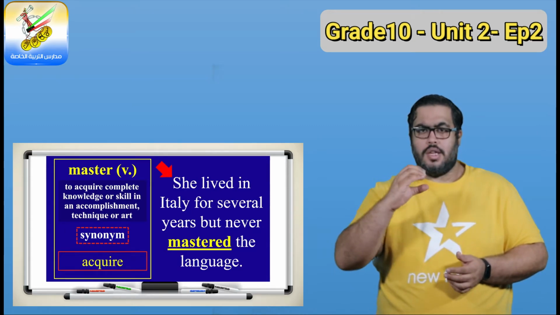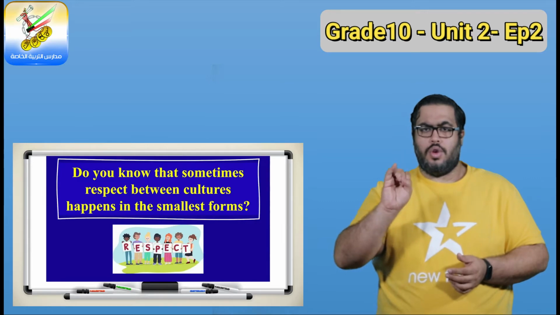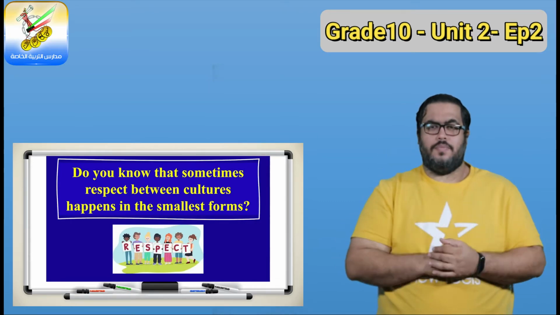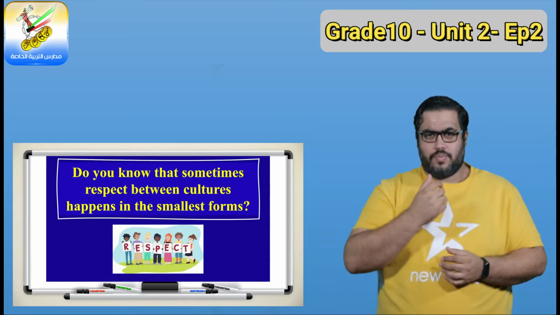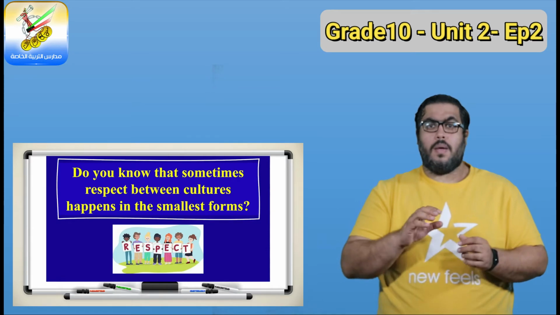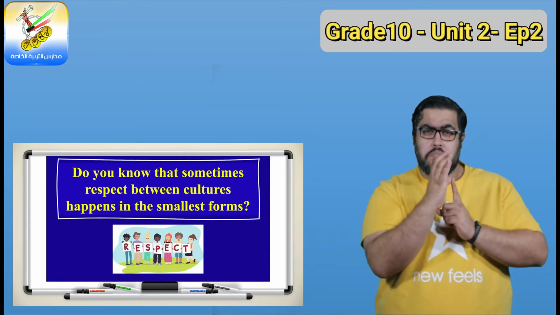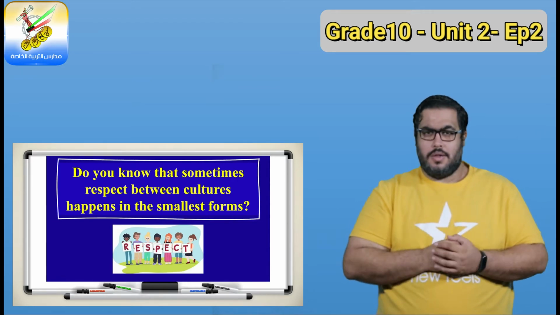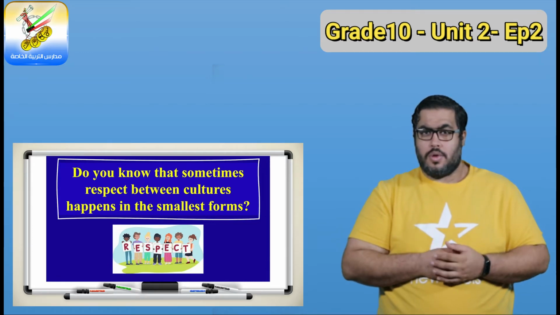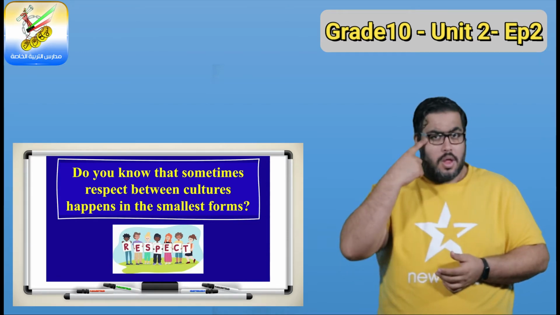She never acquired it. Do you know that sometimes respect between cultures happens in the smallest forms? For example, it could be in a form of gift. Or if you want to show respect to the Japanese people, for example, you bow as a sign of respect. These small forms establish this respect between cultures.